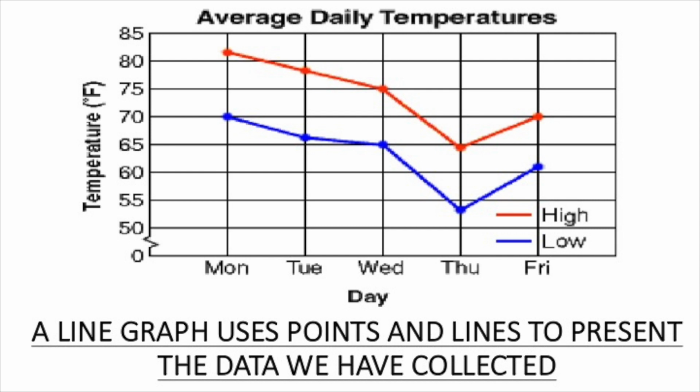How hot was it on Tuesday? 78. Nearly, hasn't quite reached 80, so about 78. And how cold? 60, not sure, here's 65, so I'd say about 66. But how about Wednesday? 75. And then how cold on Wednesday? 65. So you see how the lines go up and down to give us the readings of the data we want. Any questions, guys? No. That was excellent. Well done.